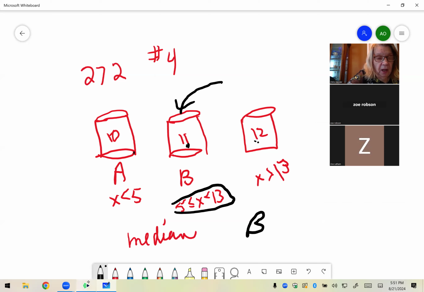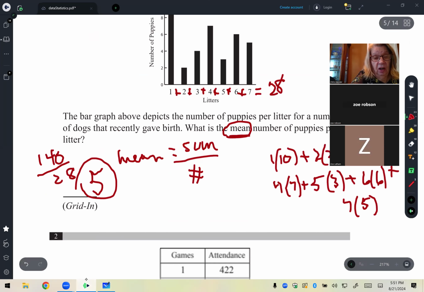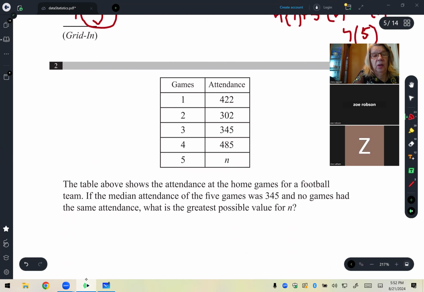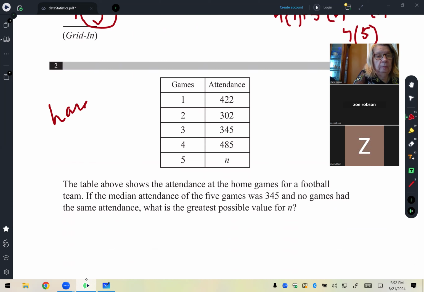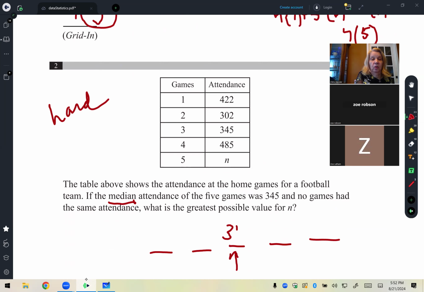Okay, back to the packet. Like I said, this is not a very hard math lesson. This one is a little hard. So we're getting the median. The table above shows the attendance at the home games for a football team. So we have 5 games. We know the median attendance was 345. No games had the same attendance.